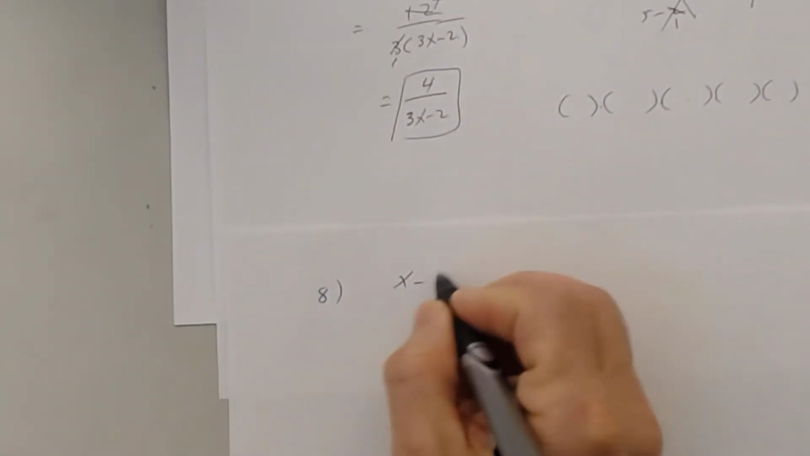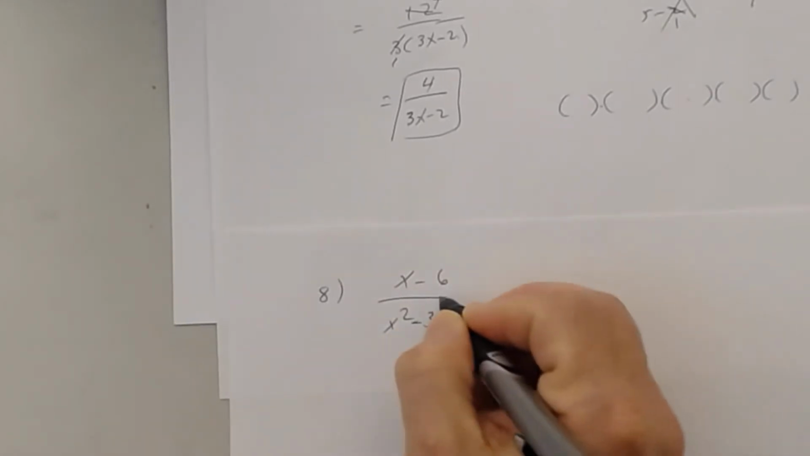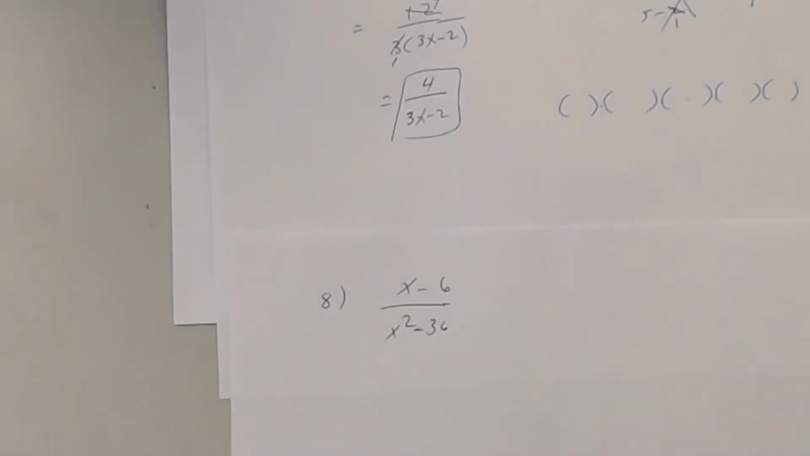Suppose we had x minus 6 divided by x squared minus 36. All right, got to show the work. So first of all, what's the first step we have to do? Factor. Can I factor the numerator? No. If x minus 6 was on your test and I said factor, you would say it cannot be factored, it would be prime, right?